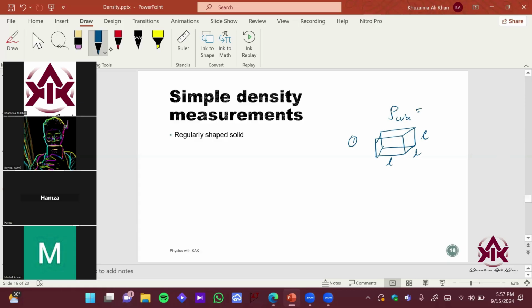Silver has a density of about 1100. It's a rough estimate, not exact values. Let's give an example over here. Let's say aluminum has a density of 800 kilogram per meter cube. First of all, write down the formula of density: density equals mass upon volume, right?